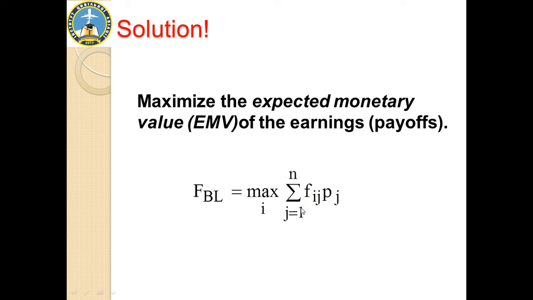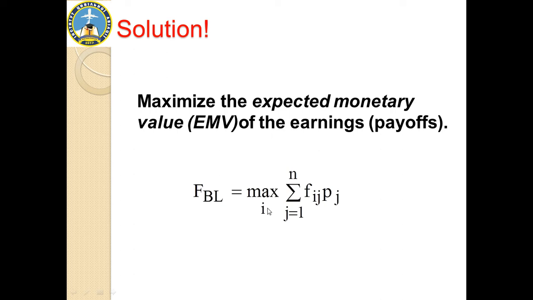Inside the sum, we've got these different payoffs, f sub ij times p sub j. P sub j is the probability of this particular state of nature, and f sub ij stands for payoffs given every particular state of nature. So formally, we find all these sums and then maximize over i. Now, we can illustrate this in the following example.